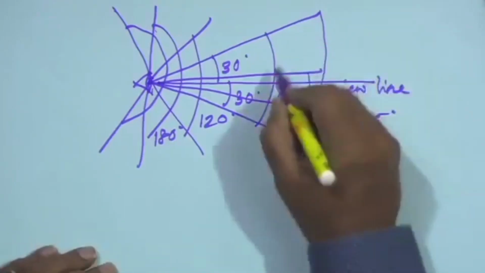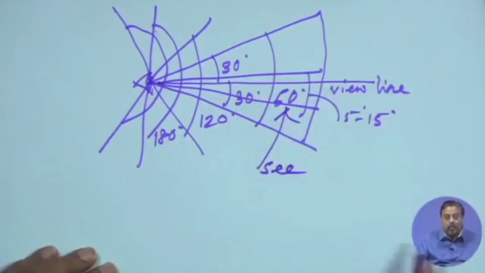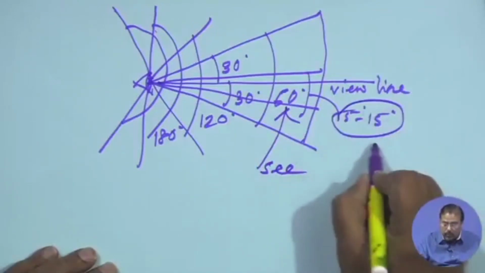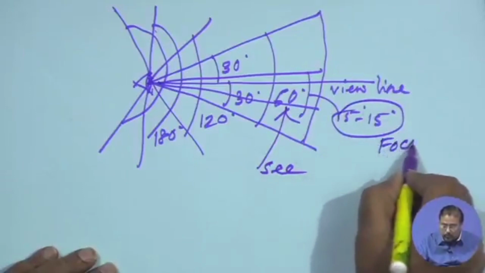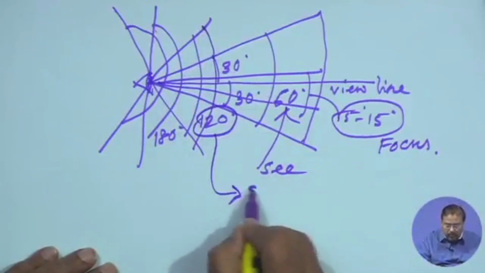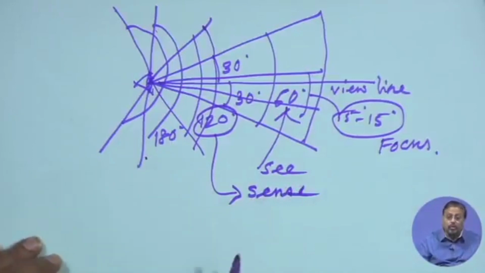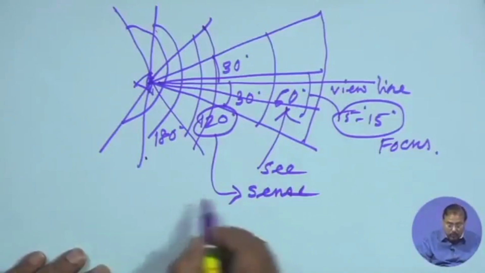Whenever you are seeing something, after listening to me, in your real life just try to observe that you are moving and seeing and then focusing. So, at this point I would say, within this 60 degree, you see. Within this 5 to 15 degree, you focus. Within this 120 degree, you have a sense of inclusion of something. 180 degree is also a sense of inclusion of something.